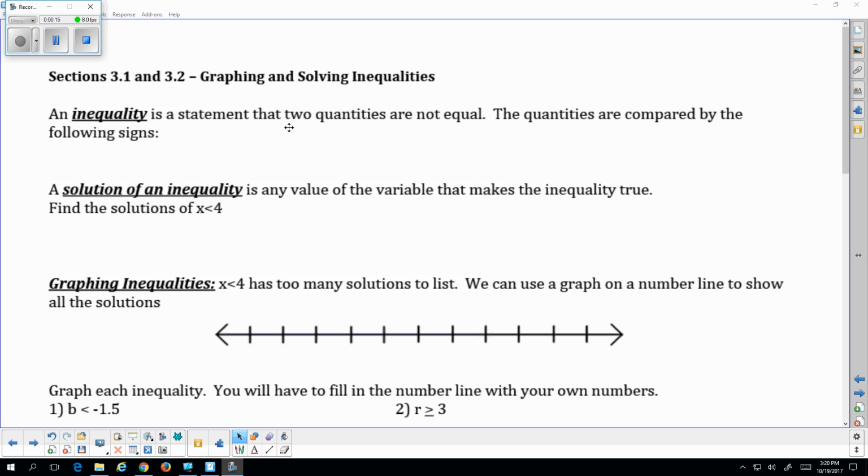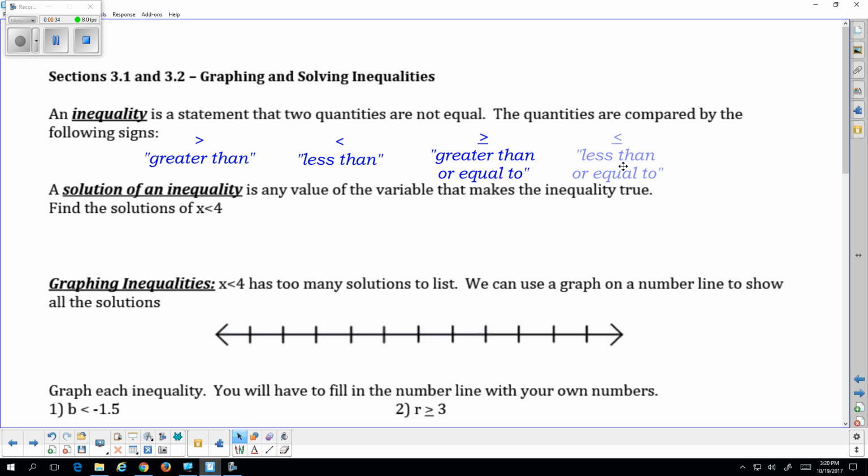An inequality is a statement that two quantities are not equal. So one is going to be bigger than the other. One side of the equation is going to be bigger than the other. The quantities are compared by the following signs. We have greater than, we have less than, we have greater than or equal to, and we have less than or equal to.